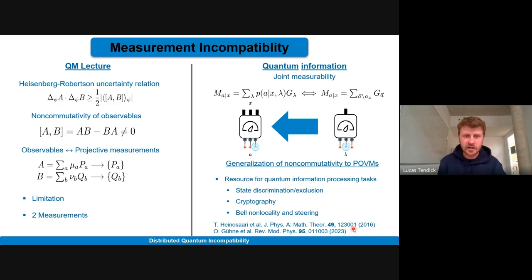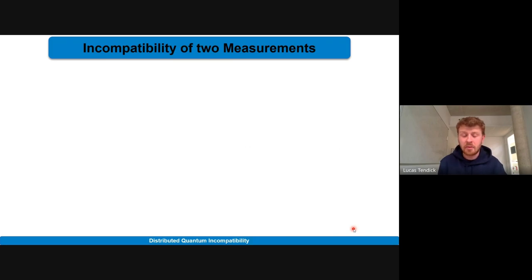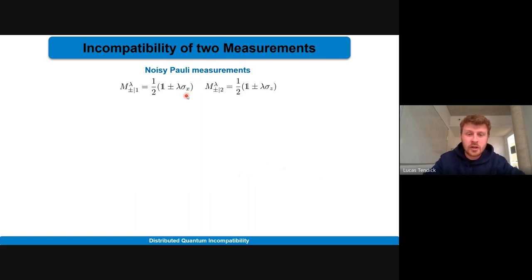If everything is good on your side, let's go to the canonical example, which is basically in all of these talks, which is noisy Pauli measurements. So let's consider two Pauli measurements in the X and in the Z direction, where we have some noise parameter lambda, and our outcomes are plus minus for each of these. Now, we can see that if lambda is one, we just have projective measurements. We can just talk about the non-commutativity of these measurements. And if lambda is zero, we just measure twice a coin flip, and this should be jointly measurable. And somewhere in between, there should be a threshold.